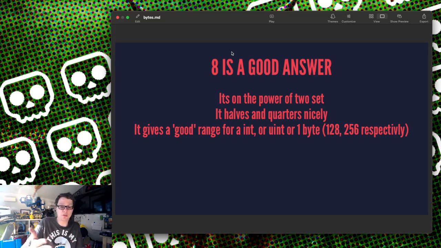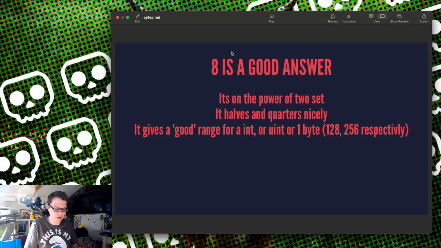10 would be a good answer as well, but 10 has its own problems because 8 divides into halves and quarters nicely. So you can divide 8 by half, you get 4 bits. You can divide it by 4 and you get 2 bits. If you take something like 6, you can divide that in half nicely, so you get 2 halves of 3 bits, but you can't divide that again. And same for 10, you can divide that into 5, but then you can't divide that again. So it's really nice that it divides into halves.